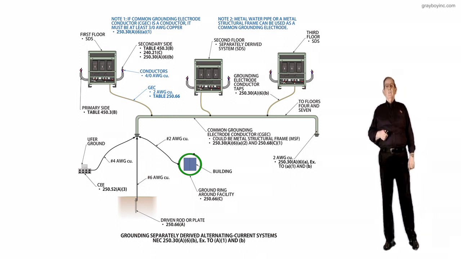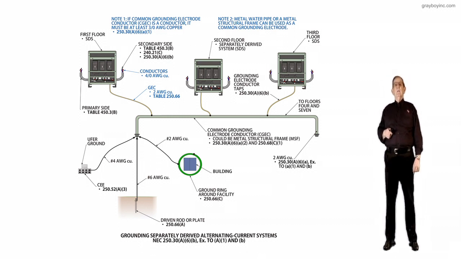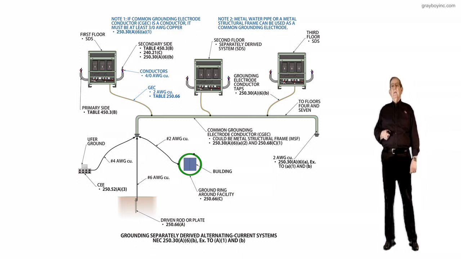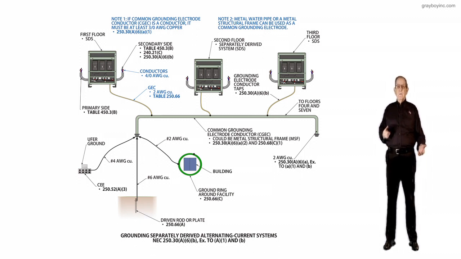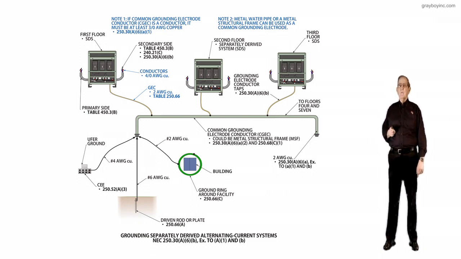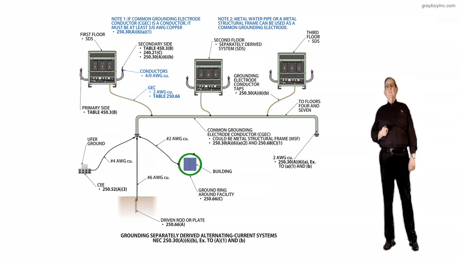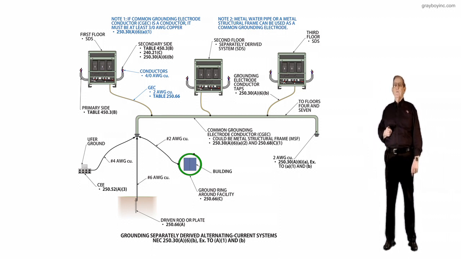So looking at the illustration, we have 3 transformers connected to a common grounding electrode conductor, as you see up there. And if we reviewed the common grounding electrode conductor, where separately derived systems are involved, those transformers, as you see above, are fed from the service equipment, usually in most cases.